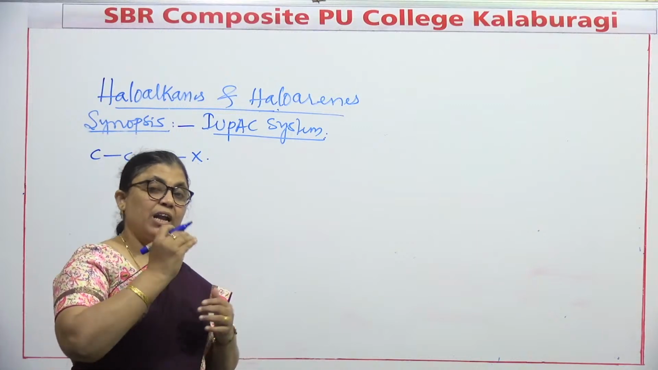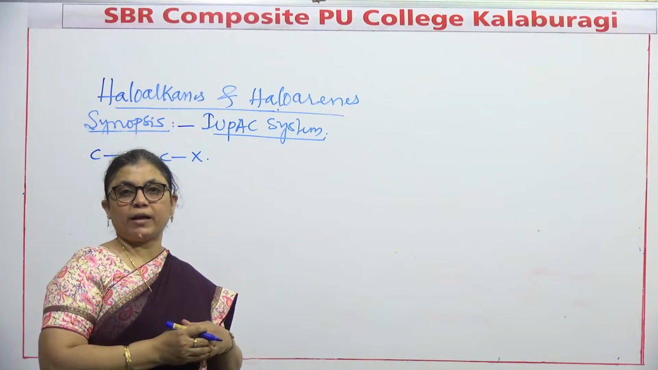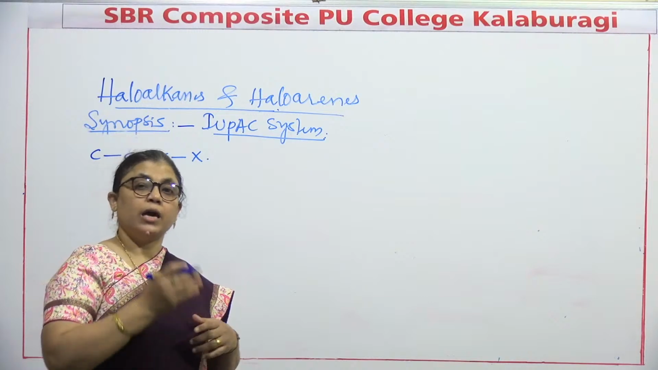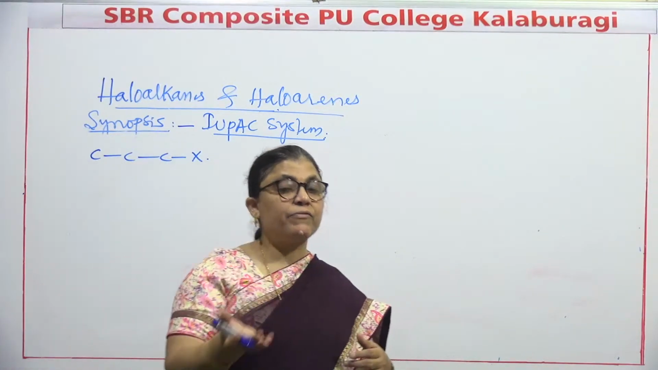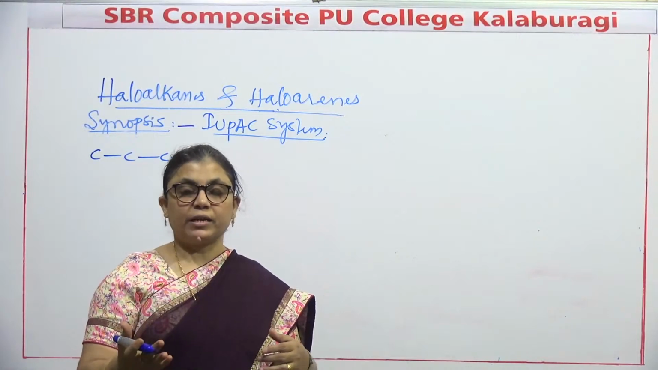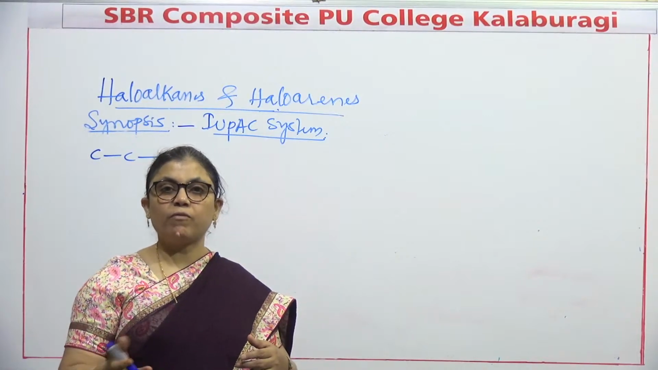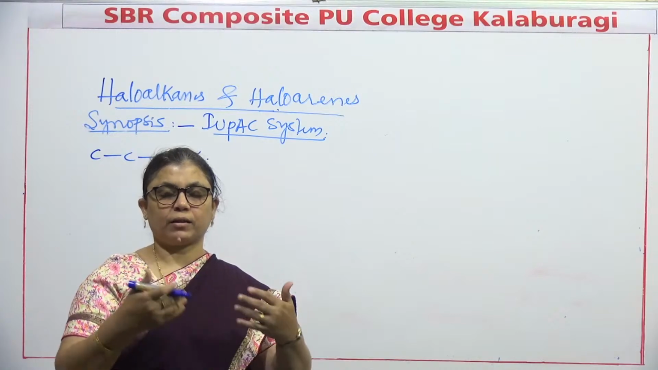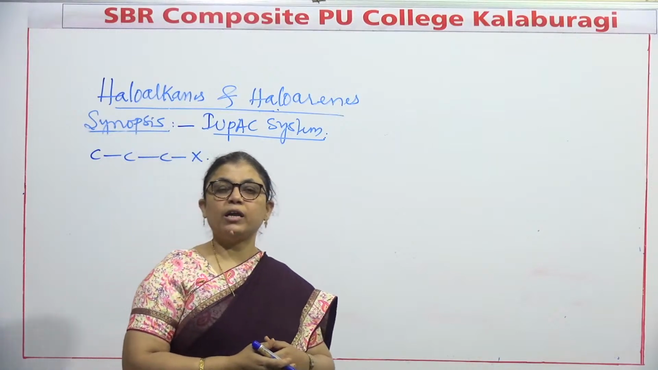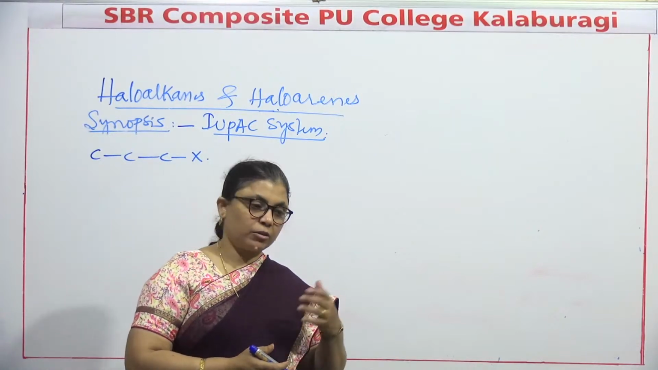If more than one halide group is repeated and they are the same, we call it di, tri, tetra, etc. If they are different, we name them on the basis of alphabetical order, meaning bromo, chloro, iodo, like that. These are the rules.